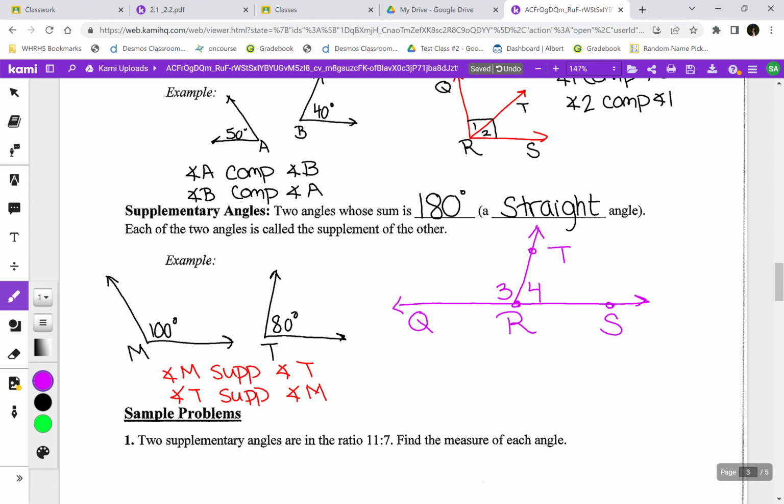Right now, can I conclude that angle 3 and angle 4 are supplements? Yes, we are allowed to assume straight angles, so we can say angle QRS is a straight angle, and angle 3 plus angle 4 add to make that straight angle. So their sum creates that straight angle. So I can say angle 3 is supplementary to angle 4, or angle 4 is supplementary to angle 3.